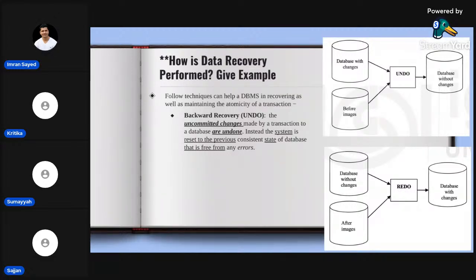Kritika, give me the last point. The second point, forward recovery, or redo. Redo it. The committed changes are applied to the previous copy. Yeah, it's just the reverse of this. Sorry, uncommitted changes are undone, and committed changes are reapplied to just the previous exact database. It's the reverse of that. Uncommitted, undone; committed, reapplied. Okay, and then I'm sure you guys are pretty smart to just elaborate on that.